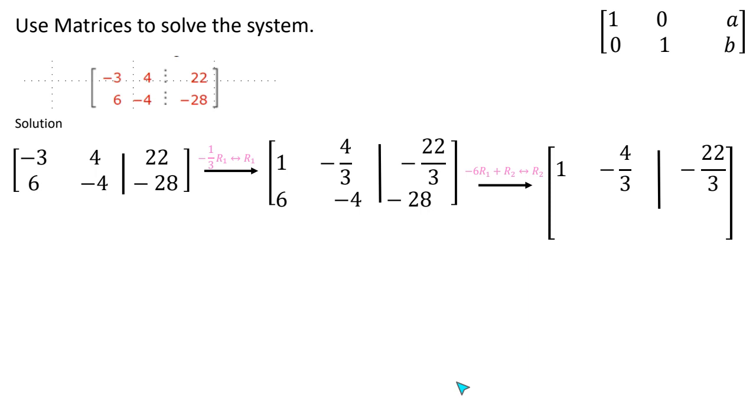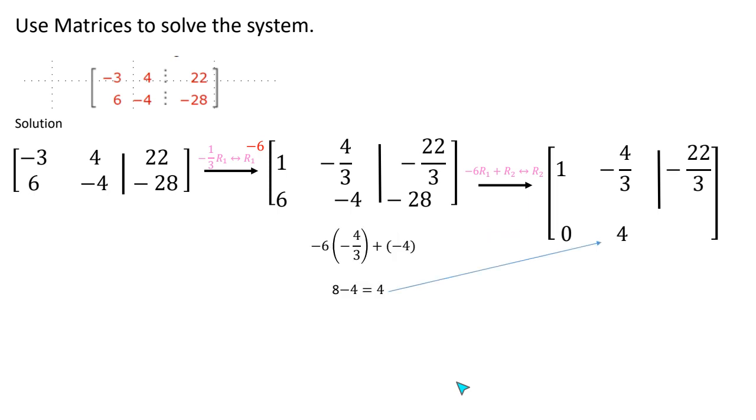But I am getting a new row 2. So let's go ahead and do our operations. I'm going to multiply negative 6 times 1. Negative 1 times negative 6 is negative 6. Negative 6 plus 6 is 0. Okay, so that goes there. Let's do it again. I'm going to multiply negative 6 times negative 4/3. So negative 6 divided by negative 3 is a positive 2. 2 times 4 is 8. And 8 minus 4 will give me the 4. So that position goes there.